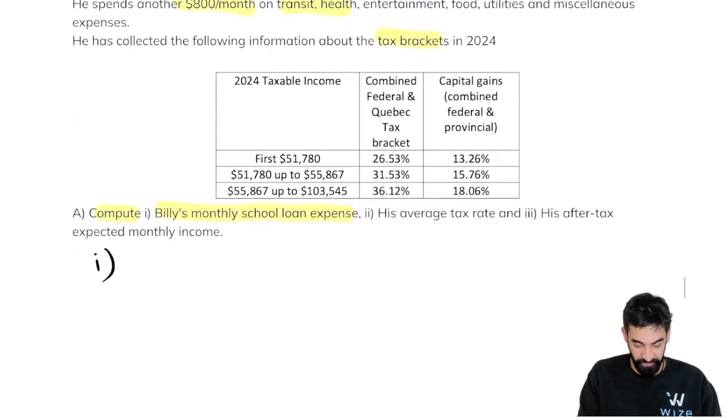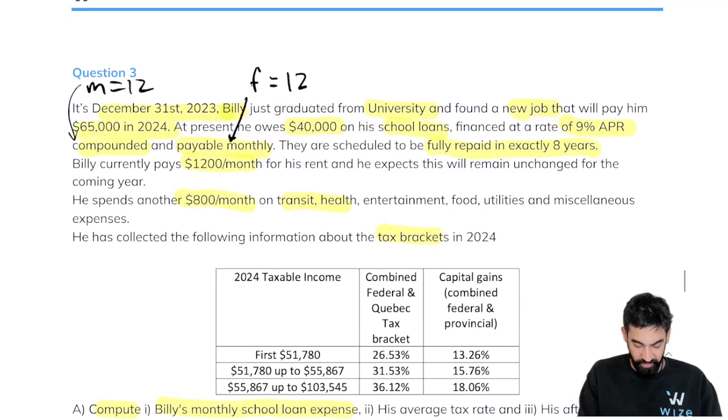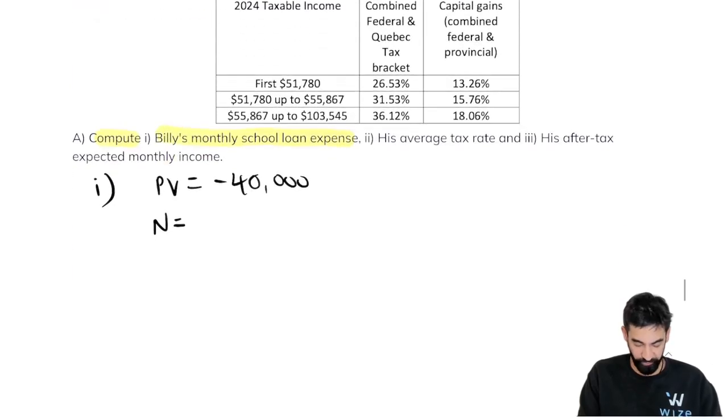So I'm going to put PV in my financial calculator as negative 40,000. Remember, always put the PV as a negative. What is the N? Well, it says he's making monthly payments and they're to be fully repaid in exactly 8 years. So the N is going to be 8 times 12, 8 years times 12 months per year. That's 80 plus 16. That's 96.